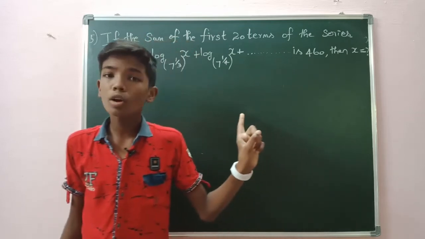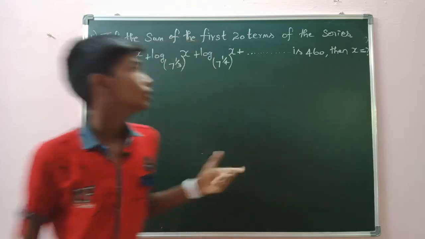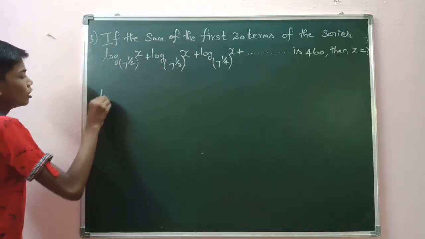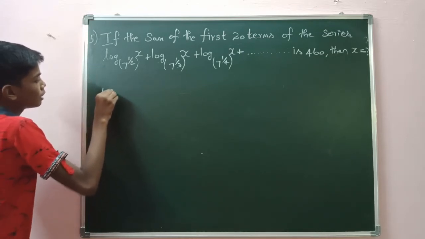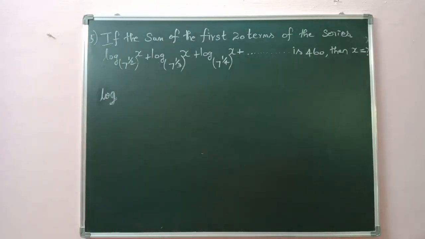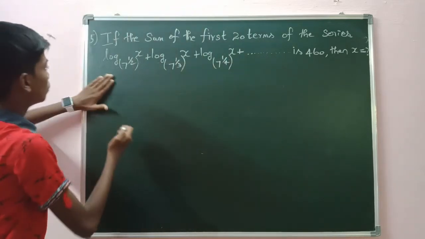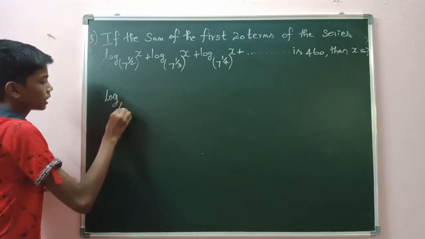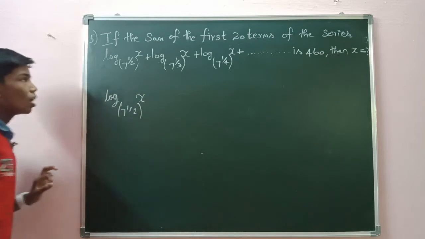But in the question you won't use the basic logarithm property. Use some higher level ones. So in this series, let me consider your first term. Your first term is nothing but log to the base 7 power 1 by 2 of x. That is your first term, right?